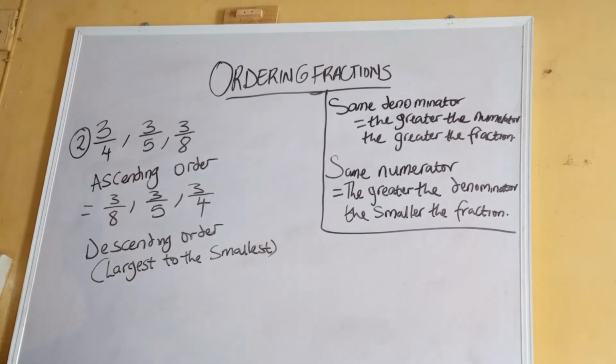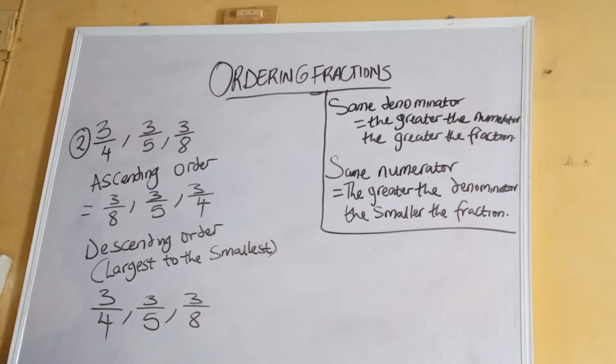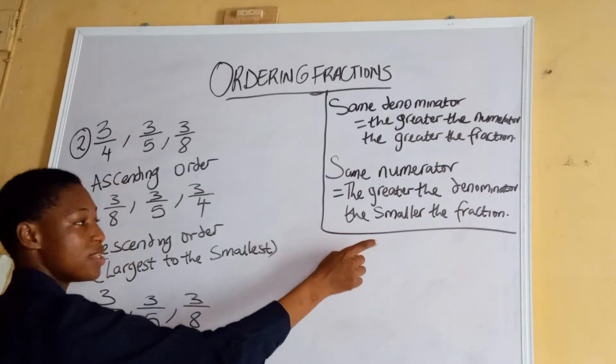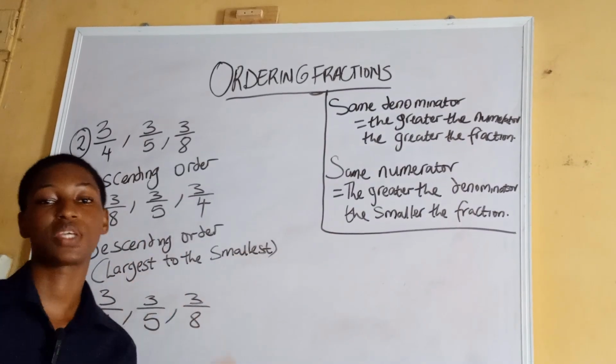We will have this as our answer: 3 over 4, 3 over 5, 3 all over 8. You'll be able to arrange it in descending order. So whenever you are dealing with the same numerator, you take note of this. This can be a little confusing, but at the end of the day, if you follow this rule, you'll be able to get it perfectly.